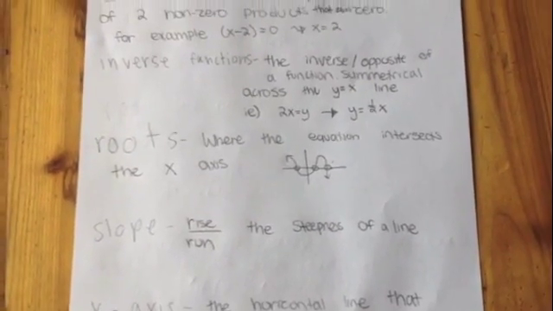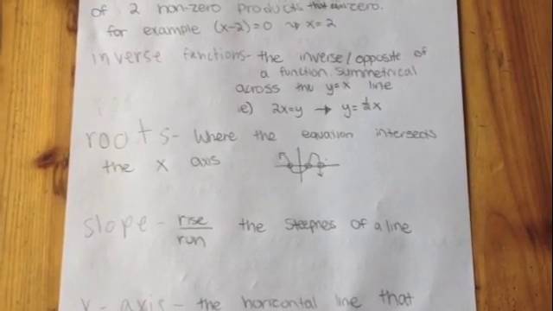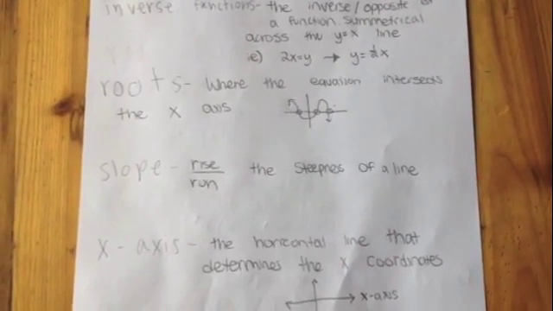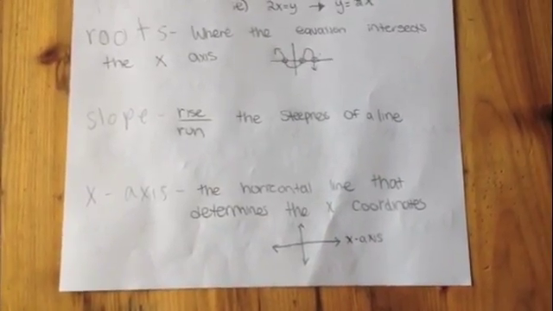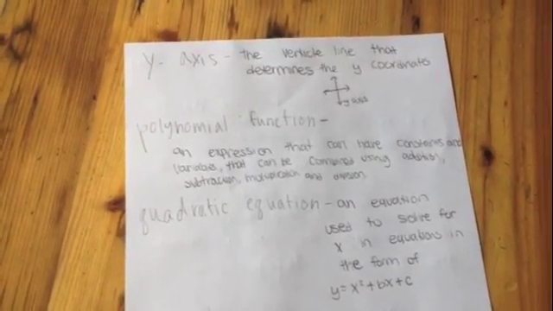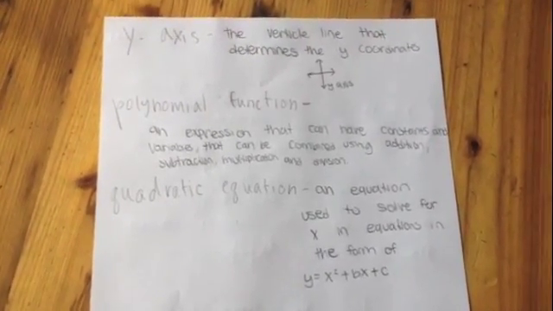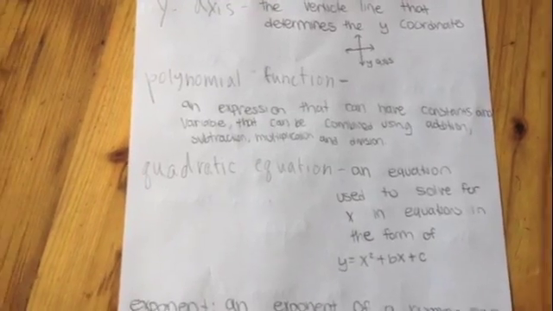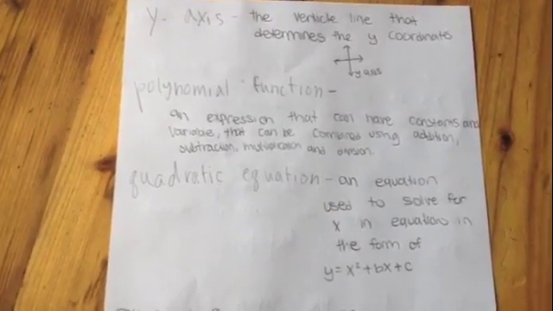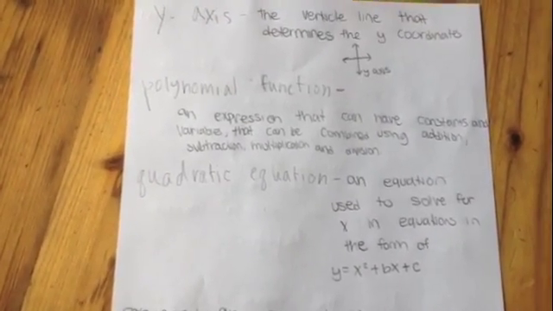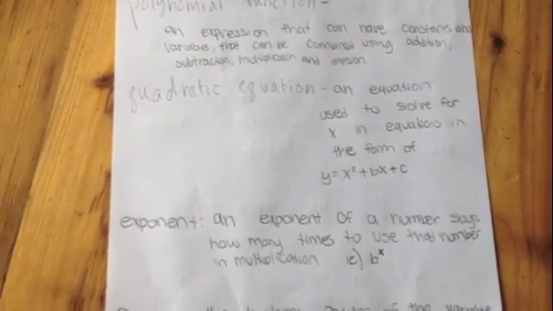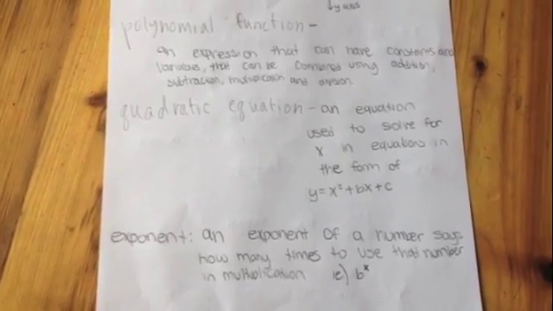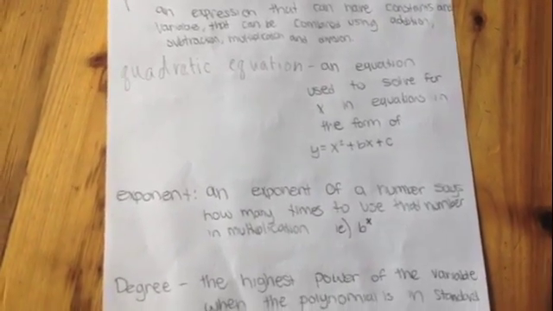Roots. That's where the equation intersects the x-axis. Slope is equal to the rise over run, or the steepness of the line. X-axis. That is the horizontal line that determines the x-coordinates. Y-axis, the vertical line that determines the y-coordinates. Polynomial function. It's an expression that can have constants and variables, and that can be combined using addition, subtraction, multiplication, and division. Quadratic equation is an equation used to solve for x in equations in the form of y equals x squared plus bx plus c.